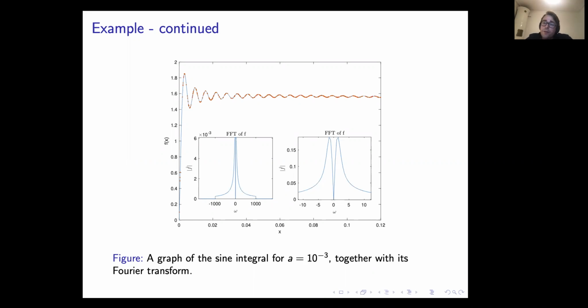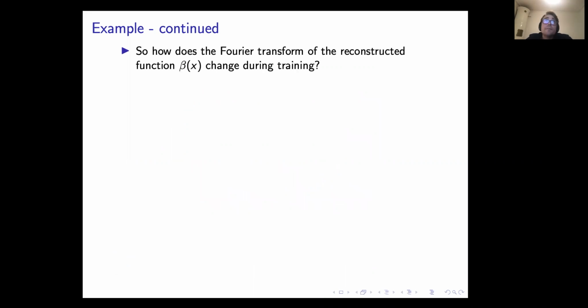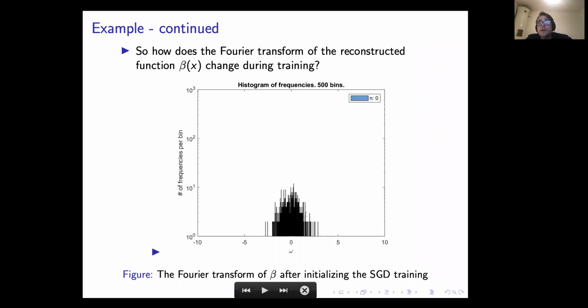What about the Fourier transform of the reconstructed function? And how does it change over time? Remember, stochastic gradient descent is an iterative process, so we can be evaluating the Fourier transform at any point in time as we let the optimizer run. Okay, we initialize with some value. I think we used standard normal for the frequencies, so you get something like this. It's fairly centered around zero. Most of the mass is sitting between plus or minus 2.